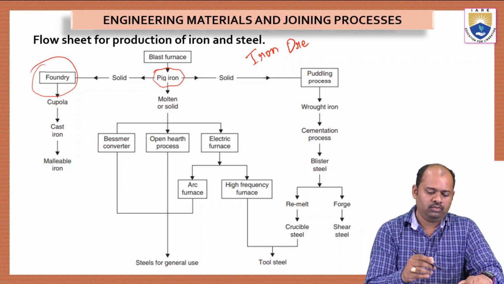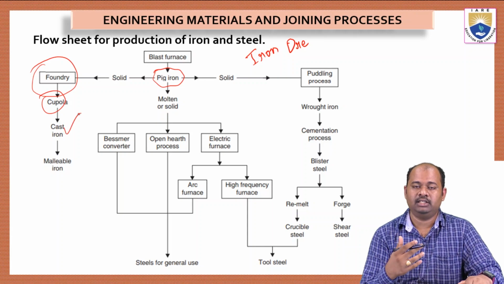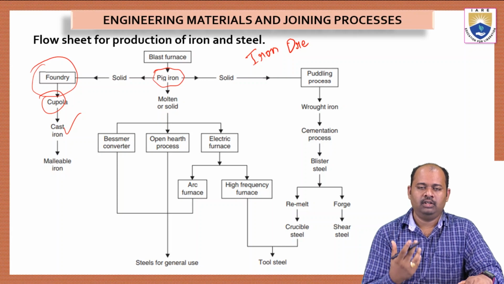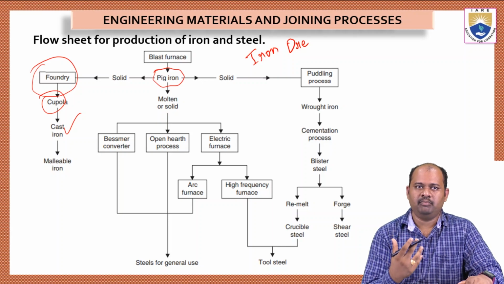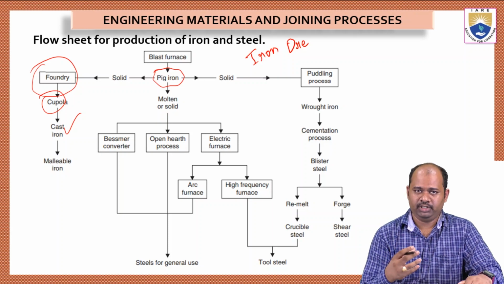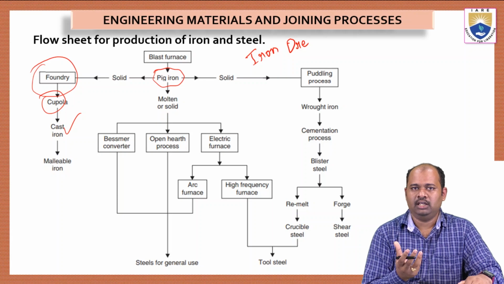Okay, so from the cupola furnace we will get cast iron. Cast iron does not have any ductile properties. Cast iron is a form of iron that only has a very brittle property, which means it can bear a large amount of compressive load, but it cannot take any small amount of tensile load.